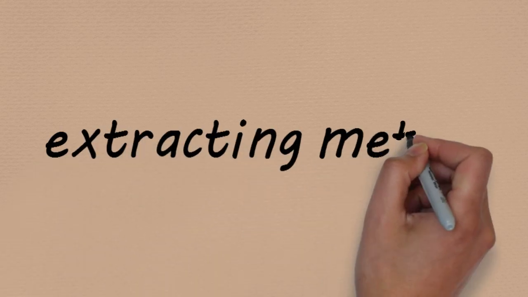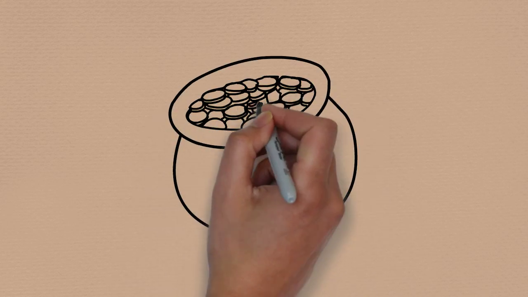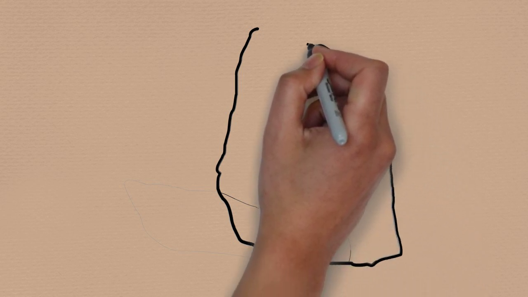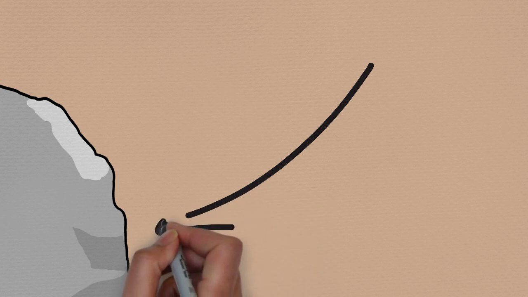Shiny metals. But how do we get them? In nature we hardly ever find pure metal, unless you're lucky enough to stumble across some golden nuggets. Yeehaw! Instead, metal occurs in rocks, and if there's enough of that metal in the rock, we'll call it an ore.